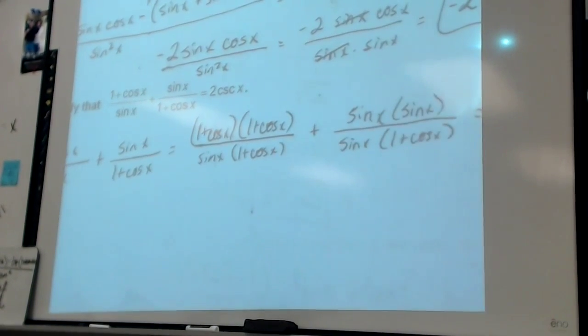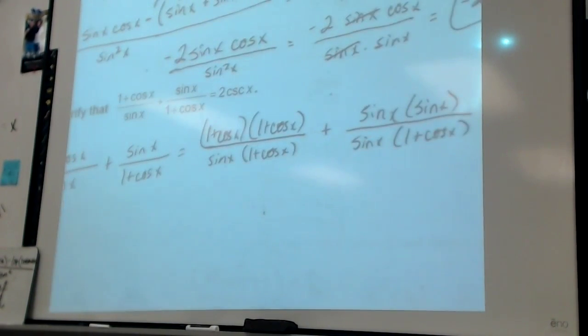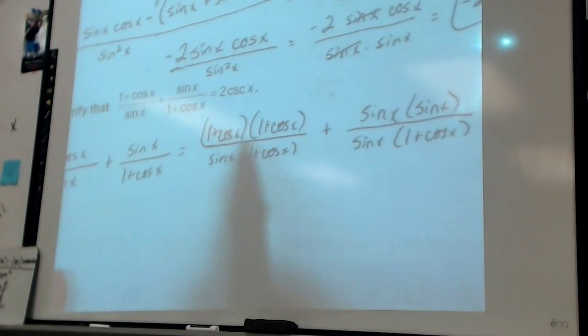Now I can combine my numerators since I have the same denominator. Now look at this thing right here. Let me see, I'm trying to remember if I went ahead and combined them. Okay, here, let's go ahead and FOIL it. Now these are not conjugates, so the middle is not going to cancel out.